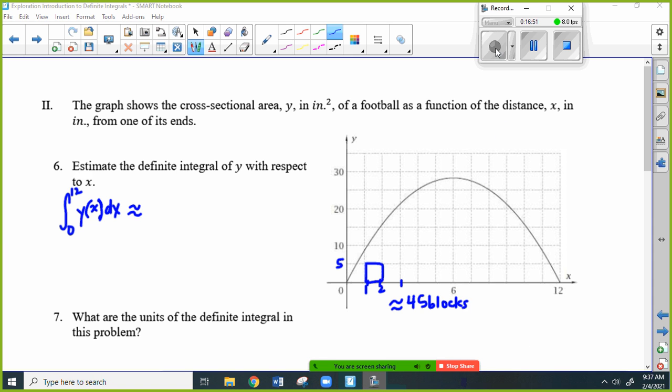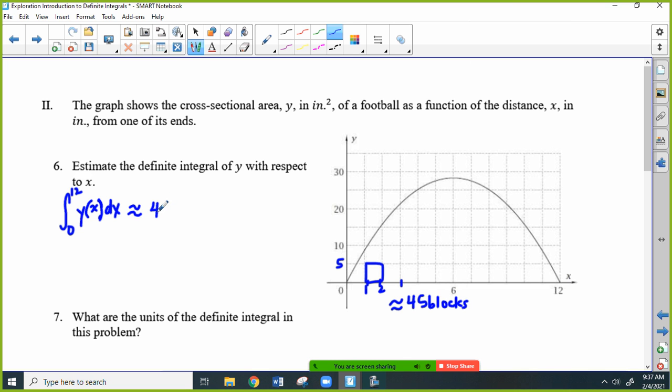All right, so even though we said roughly 45 blocks, again, we need to know how big each block is. So this definite integral is really going to be whatever number you decided that you got for your count, but then just don't forget to multiply it by 5 because each block is technically 5 units in size, in area. And so I got 225. Okay?